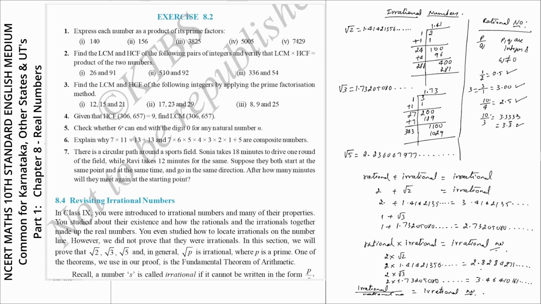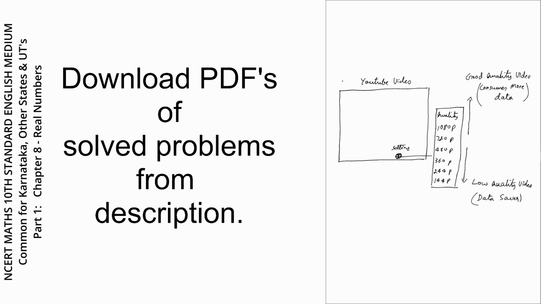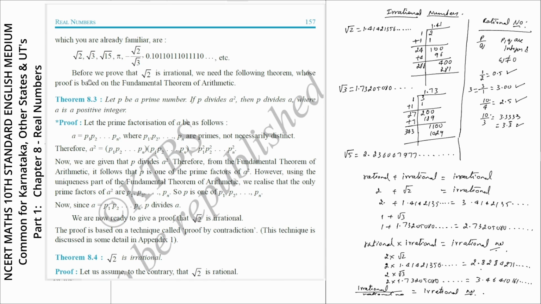There will be some solved problems and also some exercise problems. Let us proceed and see what's there. As I told you, all these numbers are irrational numbers: root 2, root 3, root 15, pi, root 2 by root 3. See, root 2 is an irrational number, root 3 also an irrational number. Sometimes an irrational number divided by an irrational number is an irrational number. Sometimes it may be a rational number also. Next is 0.101110, 1110, 111110, etc. All these are irrational numbers.